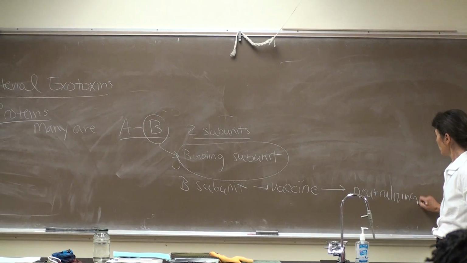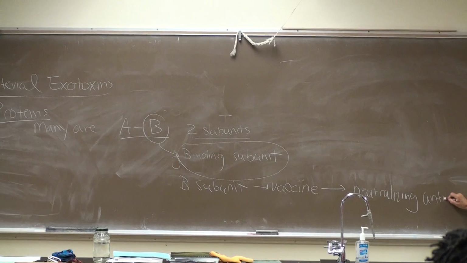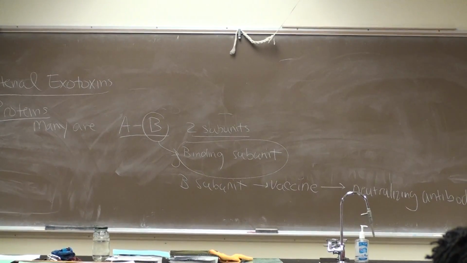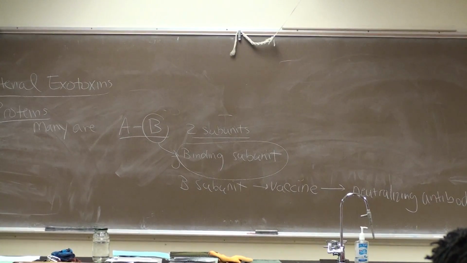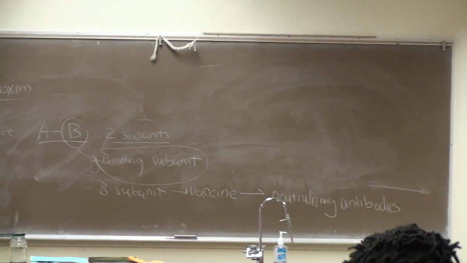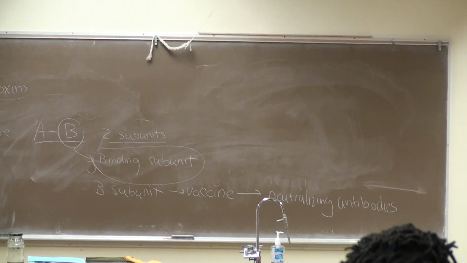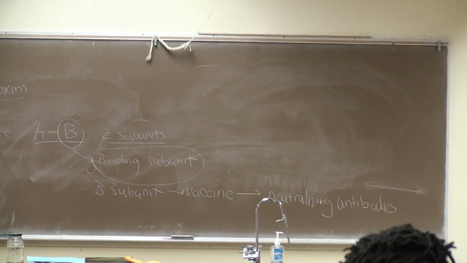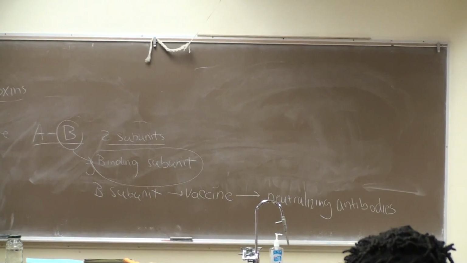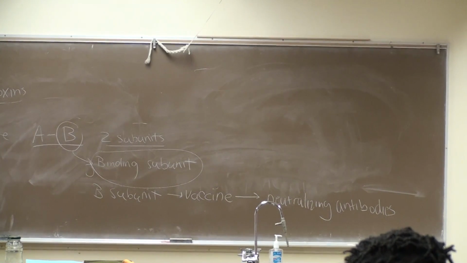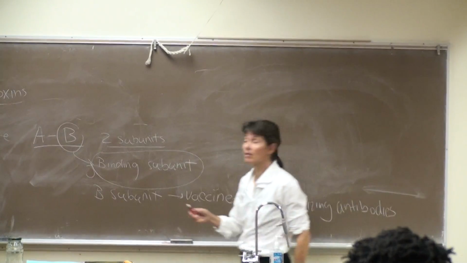Okay, and I guess we need to know, what do we mean by neutralizing antibodies? What do neutralizing antibodies do to protect us? What do they block? Attachment, right? So we'd have a really safe vaccine if the vaccine only contained the B subunit of the exotoxin. We make antibodies against it, so that if we ever encountered the real exotoxin, we'd already have these neutralizing antibodies. They bind the B subunit. The B subunit can't bind. The other subunit can't get into our cells.